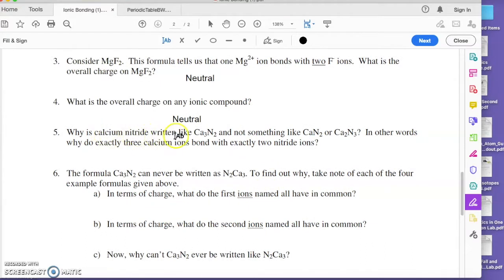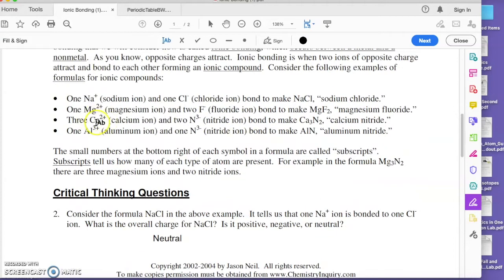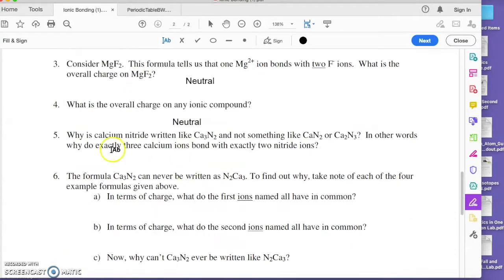So why is calcium nitride written like Ca3N2 and not like CaN2 or Ca2N3? In other words, why do exactly 3 calcium ions bond with exactly 2 nitride ions? Well, if you look, calcium is +2 and nitride is -3. If I have Ca2+ and then over here N3-, my charges aren't balanced. So I'm going to add another Ca2+. Now I have +4 to -3, so I need more negative charges.